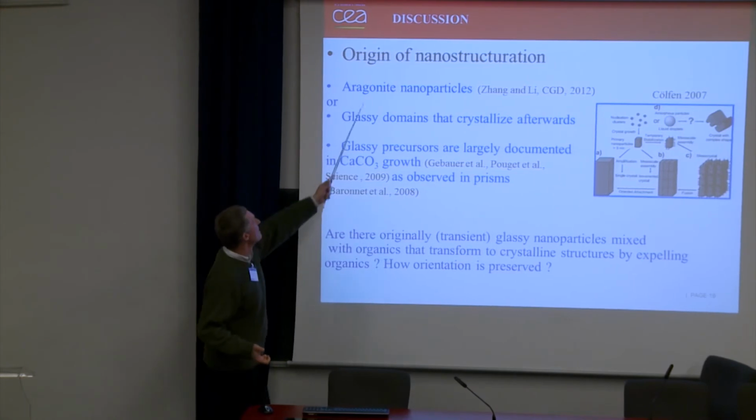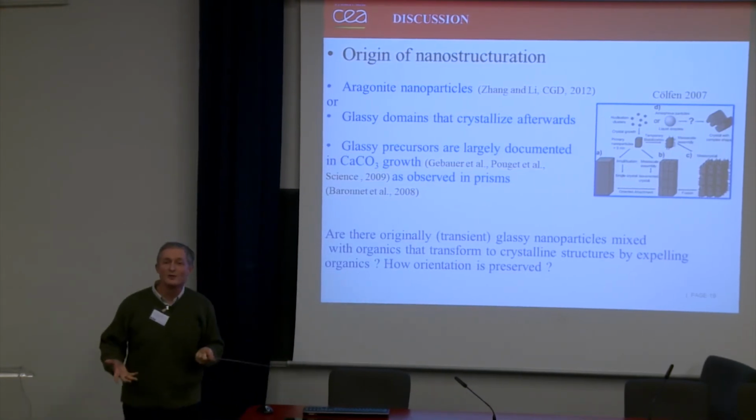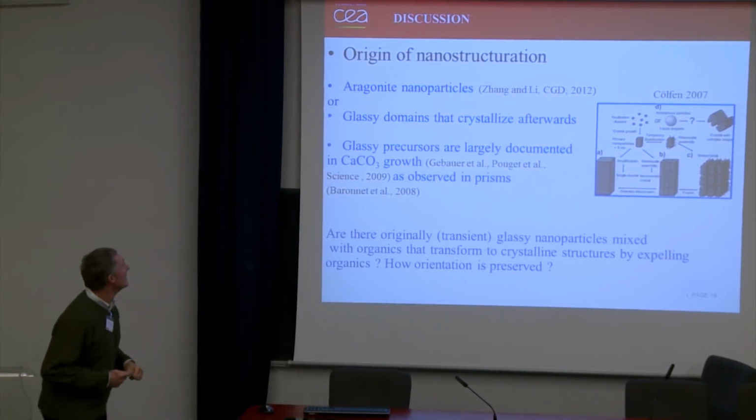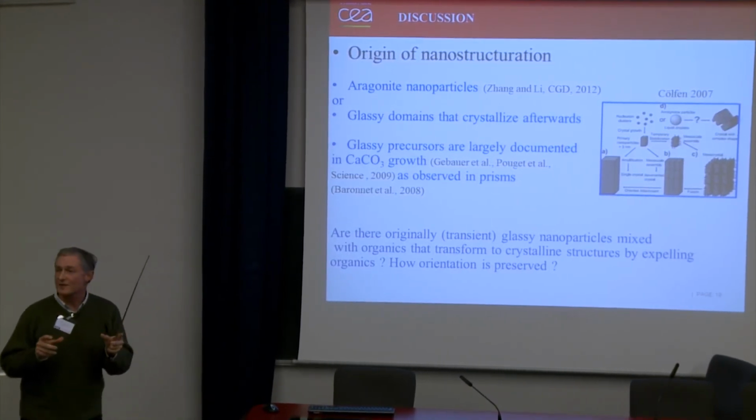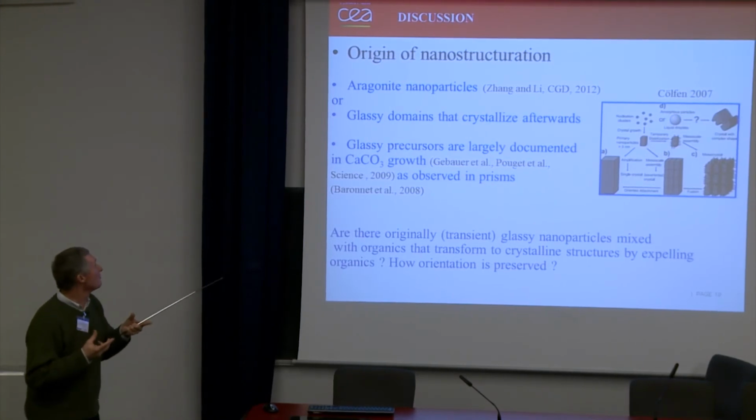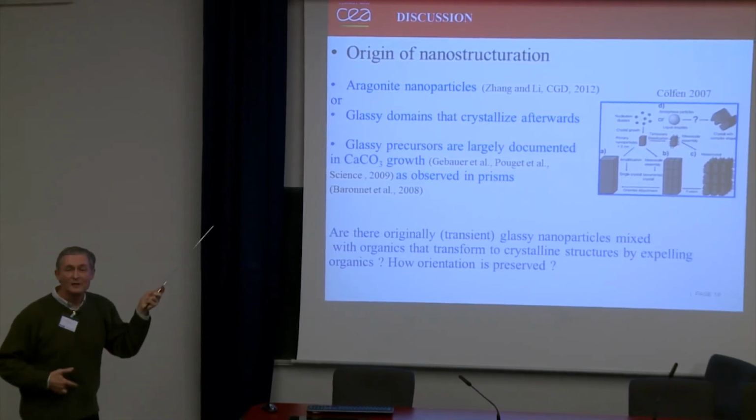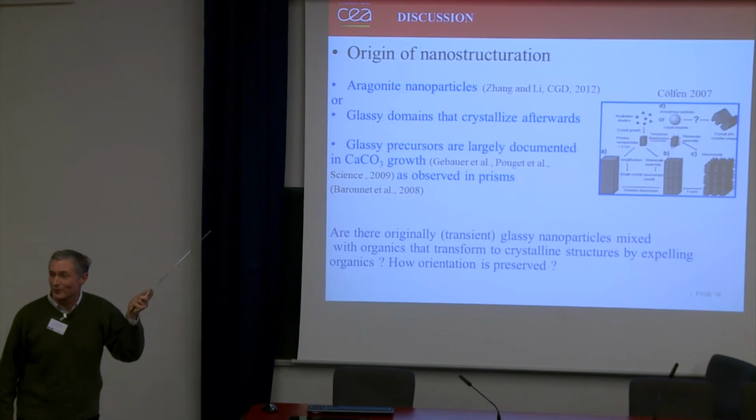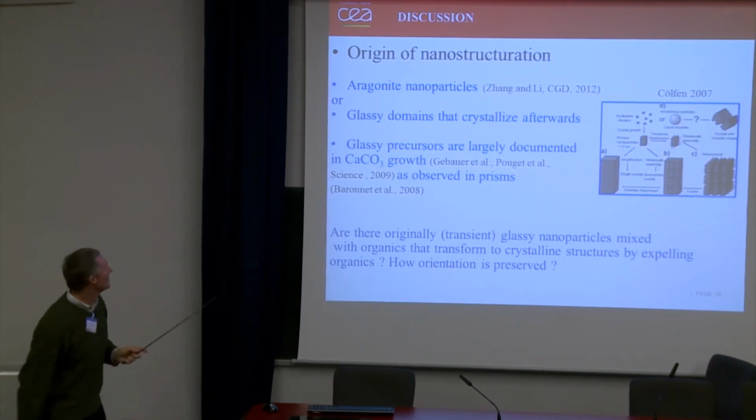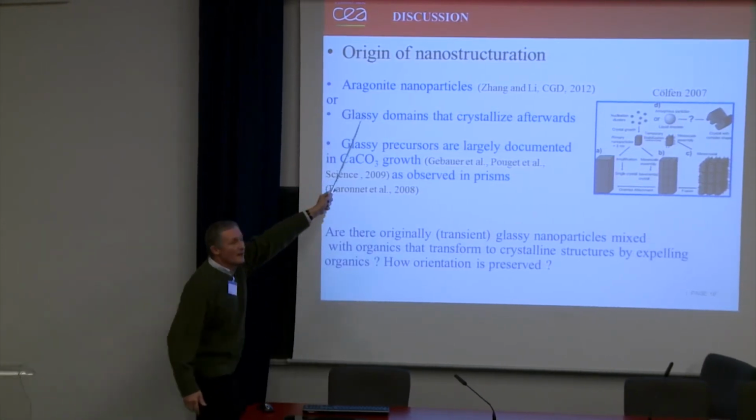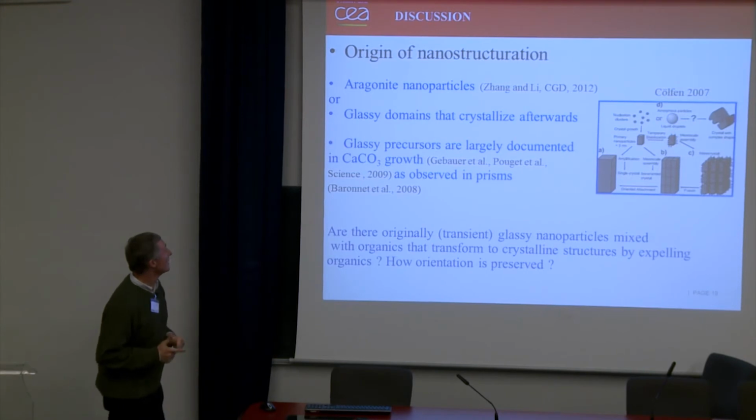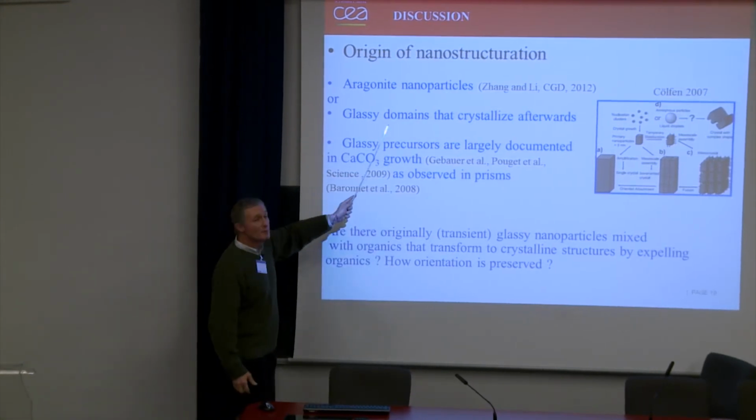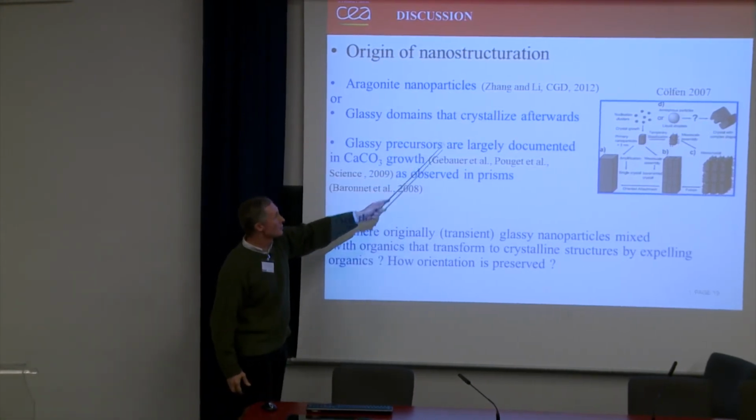Of course, we may wonder what is the origin of this nanostructuration. And we have these grains. So do they form as aragonite nanoparticles? I talk about, of course, the true NAC, not our system, because it's calcite nanoparticles. Let's say, do we have, from the start, crystalline nanoparticles, or do we have glassy domains which crystallize afterwards?